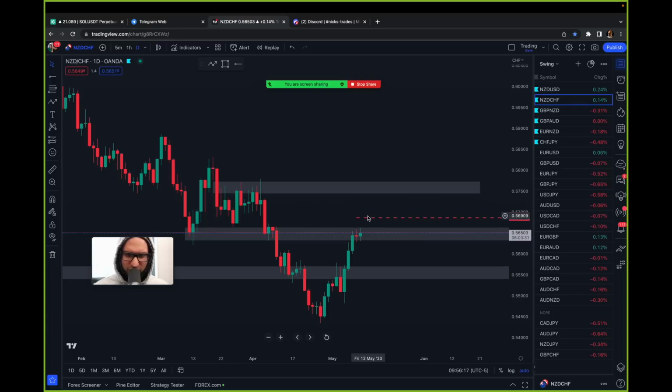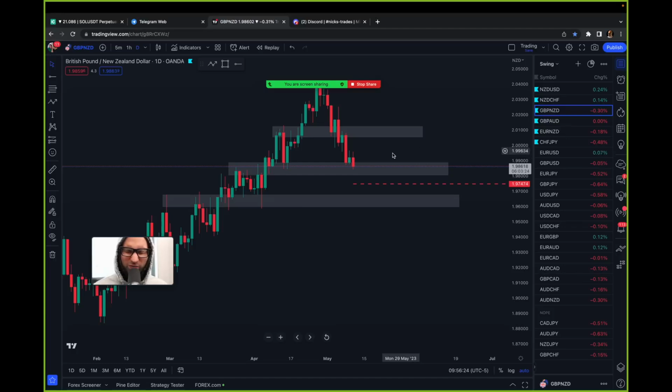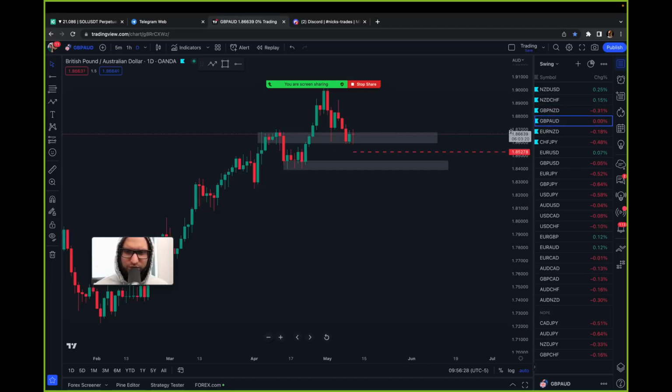New Zealand dollar CHF, I've sold here. If it breaks above, I'll hedge, wait for the next zone, manage the hedge, and if it bounces here, cool. GBP NZD, if it bounces here, cool. If it breaks the zone, I'll get hedged to the next zone, then manage the hedge.